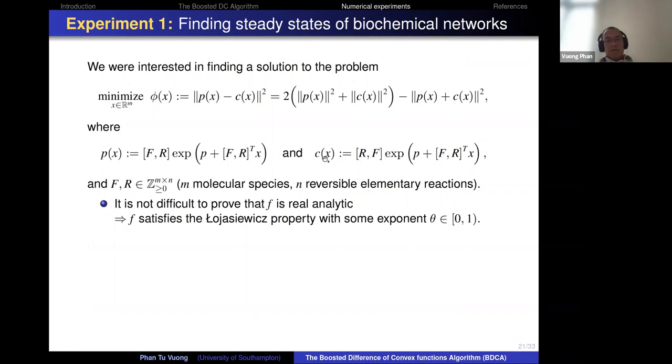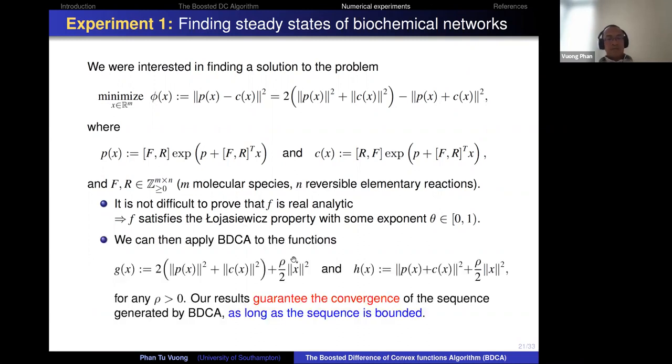So I don't have slides describing the steady state biochemical reaction network in detail, because maybe it's not interesting for you. And we can prove that this is an analytic function and it satisfies the Lojasiewicz property. And then we can apply our BDCA to this problem, minimizing the function phi(x).